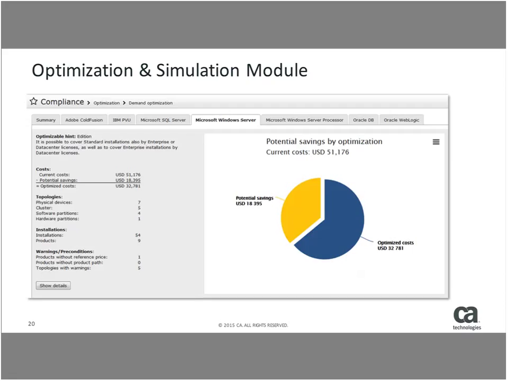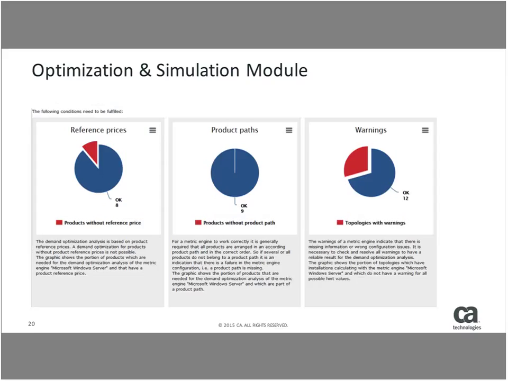And so one of the things that the optimization can do for you is to call out data points that may be missing that are required to support a complete and accurate optimization analysis. So I talked about reference prices earlier. The solution will tell me that I may be missing some reference price information, and that might be because I didn't include the price that I paid during the import process for my licenses, or maybe that I don't have a complete product path hierarchy, or that there are topology warnings.